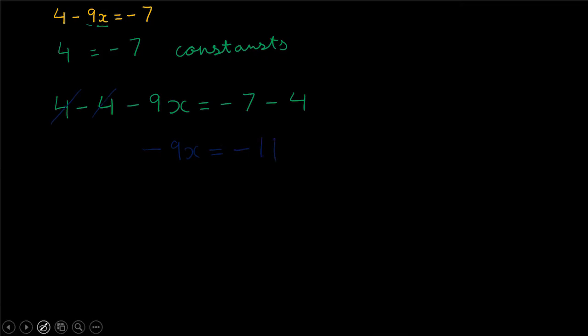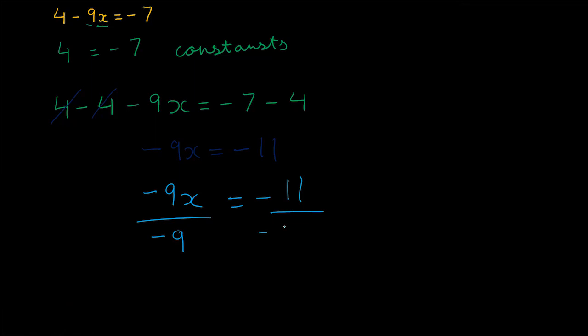And now all we have to do is divide both sides by negative 9. So we divide both sides by negative 9, and we have a negative on the 11. So remember, two negatives cancel out. So the two negatives cancel out on the right-hand side, and the minus 9 and the minus 9 cancel out. And so we're left with x equals 11 over 9.